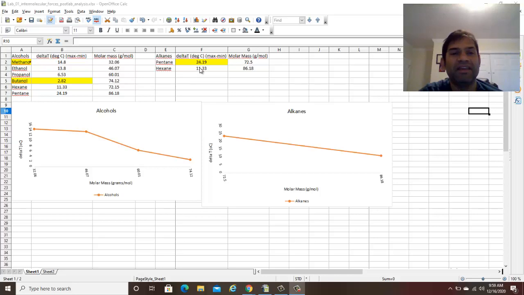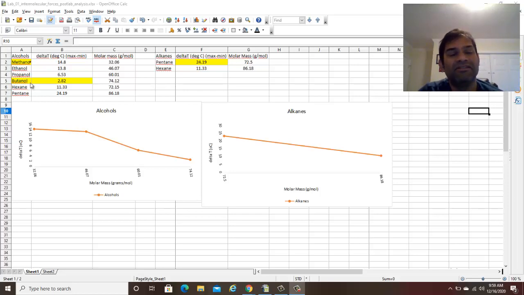Let's talk about the alkanes, pentane and hexane. We kind of see the same trend. More molecular weight, more dispersion, and we see a lower change in temperature. So butanol would have the strongest intermolecular forces and the lowest delta T, right? More number of carbons, more mass, and that OH group for hydrogen bonding.